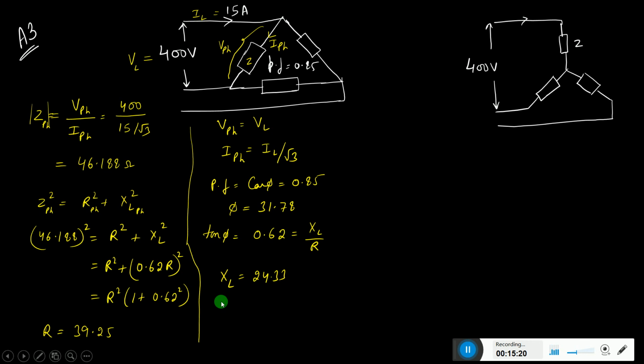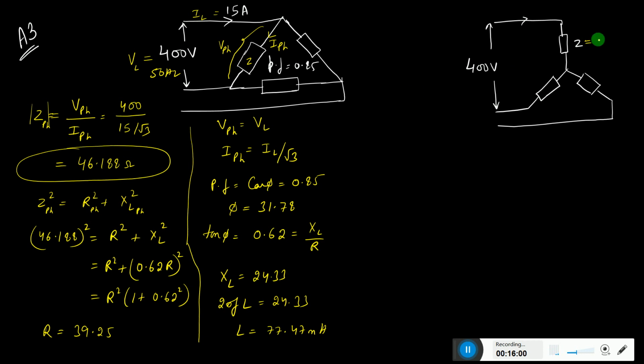Now if I put the value here, 2 pi f into L is equal to 24.33. So the value of L will be 24.33 divided by 2 pi into 50, because the frequency is 50 Hz. So it will come around 77.47 millihenry. Now the same question is asked here, that if the value of the Z will remain the same as here, what is the value of the Z?